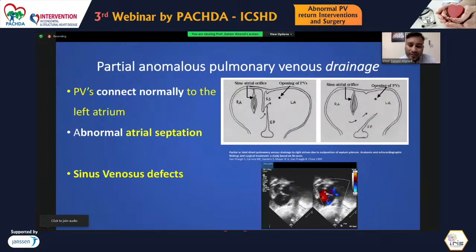There are two key concepts in partial anomalous pulmonary venous return. One is partial anomalous pulmonary venous drainage, where you have pulmonary veins in their normal place in the left atrium, but because there is a malposition of the septum primum, the oxygenated and deoxygenated blood gets mixed in the right side and leads to volume overloading of the right-sided chambers. The other one is sinus venosus defects, where again the pulmonary veins are in the normal position, but there's unroofing, and that's why you could have volume loading of the right side of the heart. So these are partial anomalous pulmonary venous drainage with normal connections.